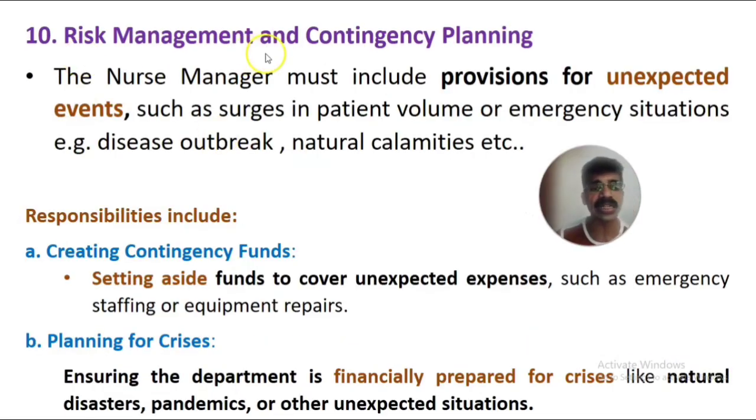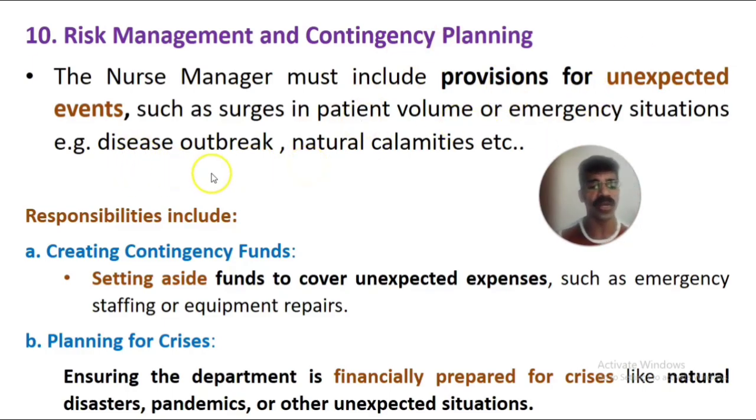The 10th one is risk management and contingency planning. Risk management, emergency crisis management. The nurse manager must include provisions for unexpected events that could take place in the year, such as surges in patient volume. Surges means increasing the patient volume or admissions due to any calamities, natural disaster, outbreak, or emergency situation that may take place.